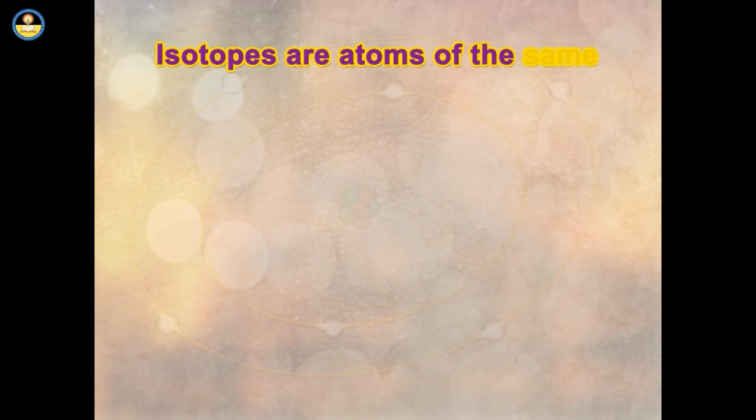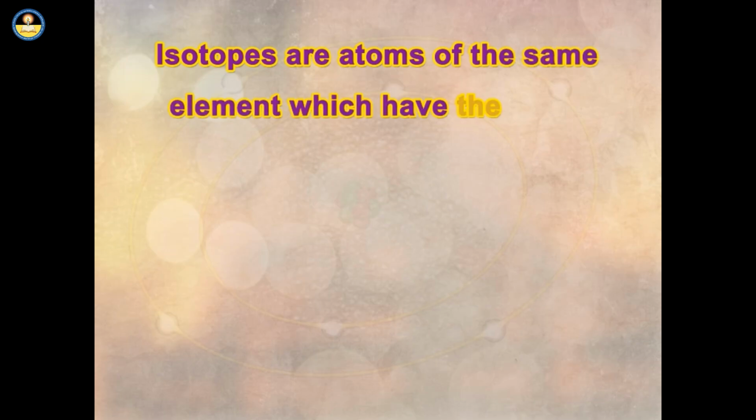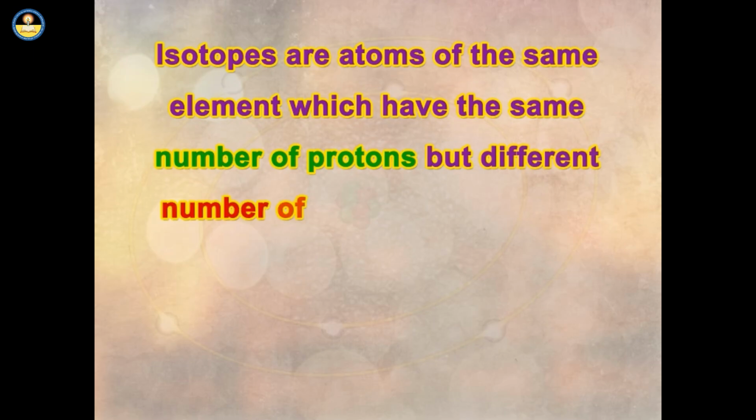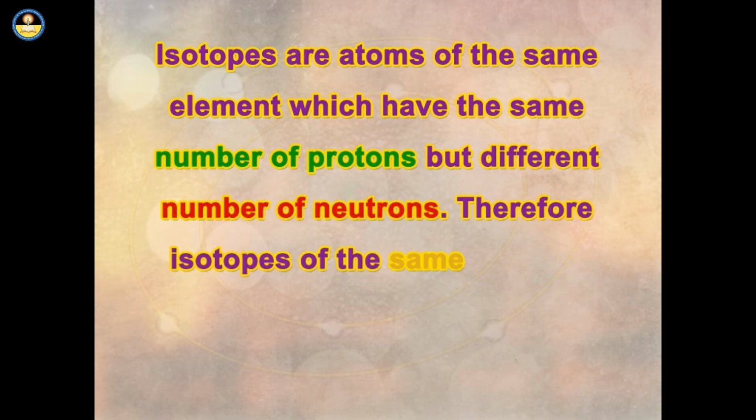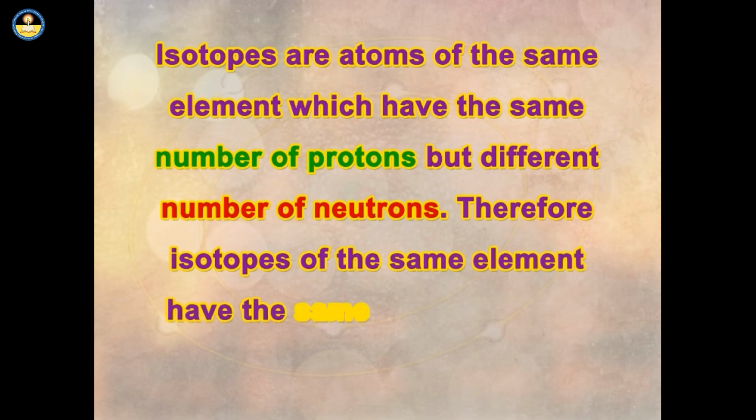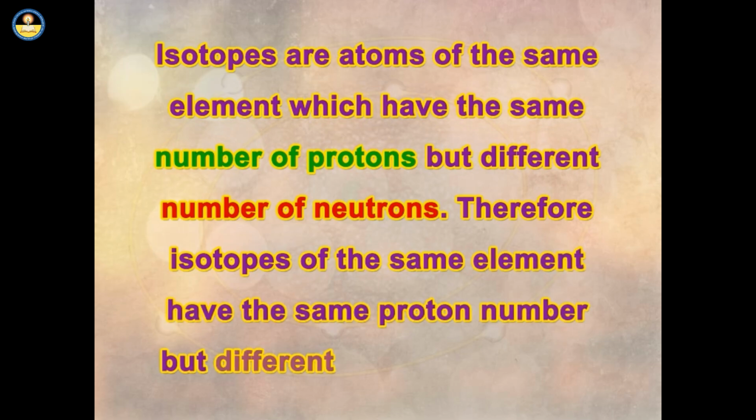Isotopes are atoms of the same element which have the same number of protons but different numbers of neutrons. Therefore, isotopes of the same element have the same proton number but different neutron numbers.